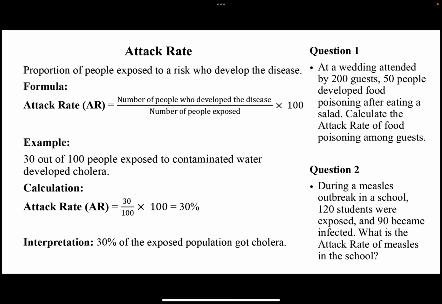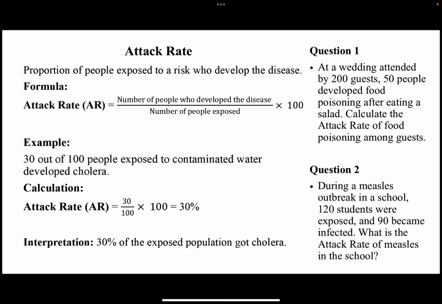Okay, let's move on to another rate in epidemiology that we call the attack rate. The attack rate is the proportion of people exposed to a risk who end up developing a disease. In epidemiology, the formula for attack rate is the number of people who develop a disease over the number of people exposed to the disease.